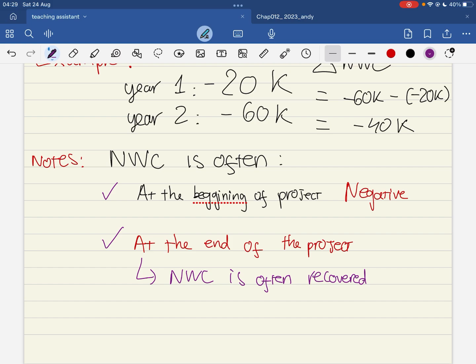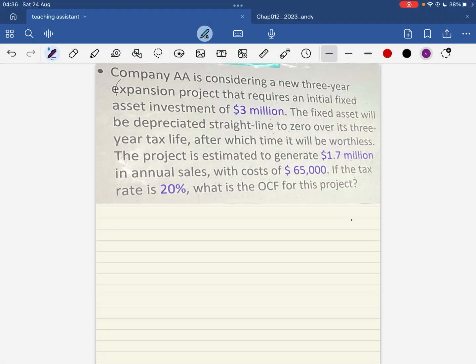And to understand it more, we're gonna do the exercise soon together. Exercise. Company AA is considering a new 3-year expansion project that requires an initial fixed asset investment of $3 million. The fixed asset will be depreciated straight line to zero over 3 years tax life, after which time it will be worthless. The project is estimated to generate $1.7 million in annual sales, with cost of $65,000. If the tax rate is 20%, what is the OCF for this project?